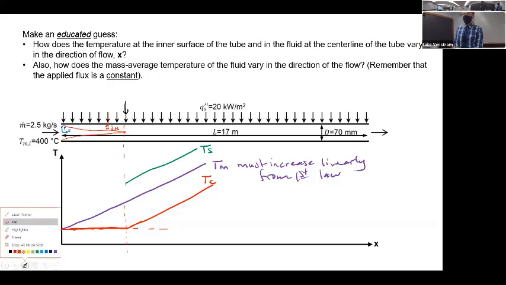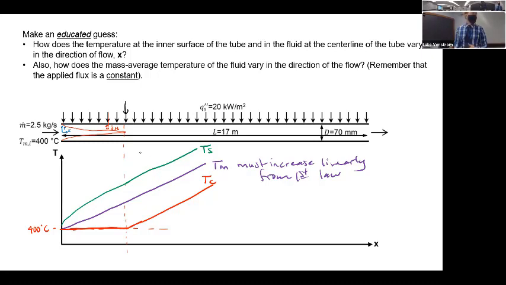Now, what happens to the surface temperature in the entry region? We're going to talk about this more on Friday. But in the developing region, h is not a constant, and in fact, h is going to be larger in the developing region than in the fully developed region. And so in the developing region, the difference between the mean temperature and the surface temperature is actually going to be smaller than it is when it becomes fully developed. And once it becomes fully developed, that difference is going to be fixed.